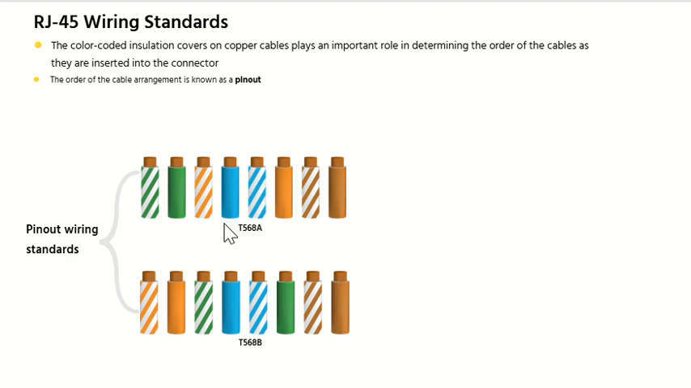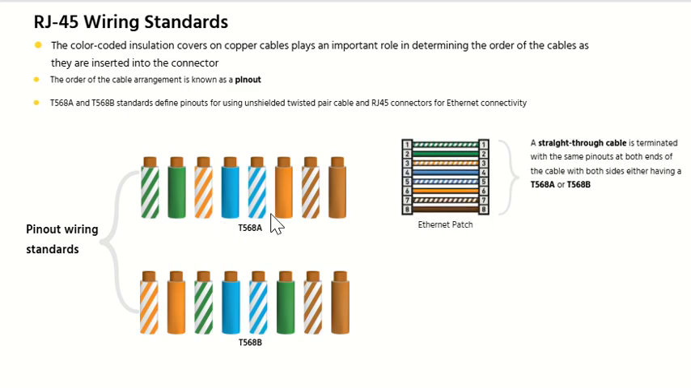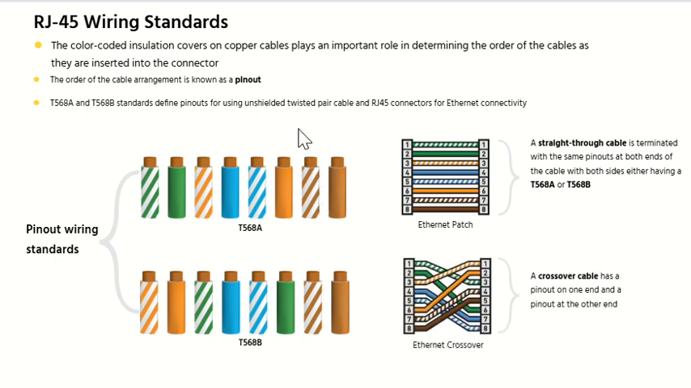The wiring standards T568A and T568B are also used to create a crossover cable, T568A on one end and T568B on the other end, or a straight-through cable, T568B or T568A on both ends. A straight-through cable is terminated with the same pinouts at both ends of the cable, with both sides either having a T568A or T568B, as long as they are the same. This is mostly used to connect a computer and a switch, or a switch to a router.